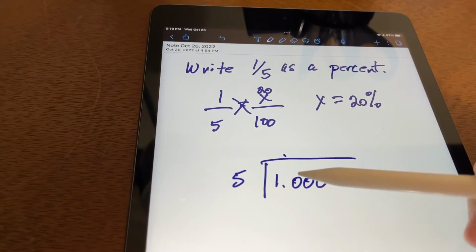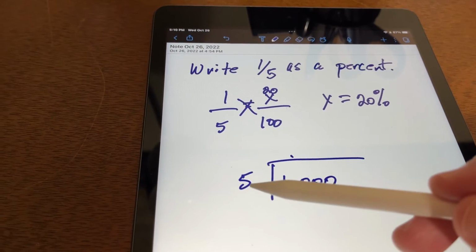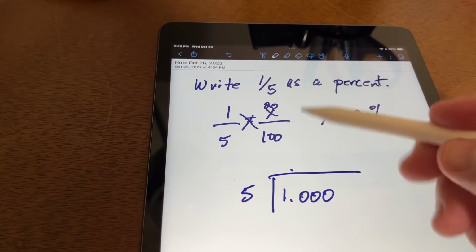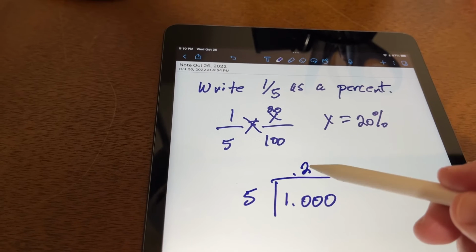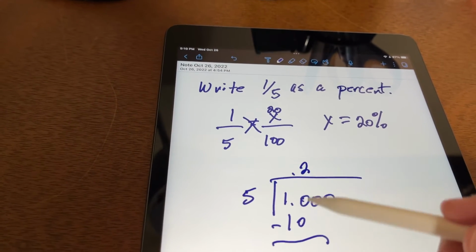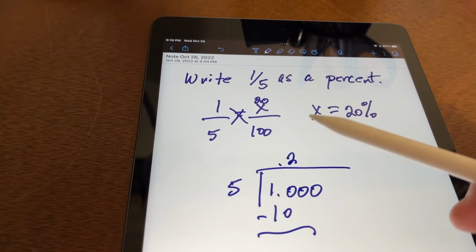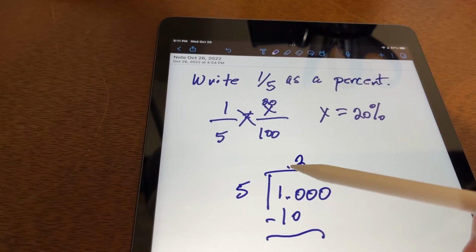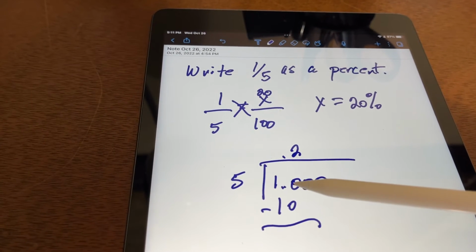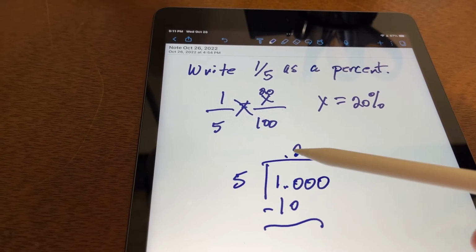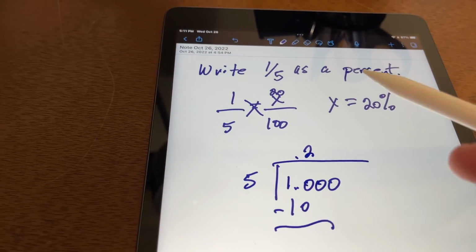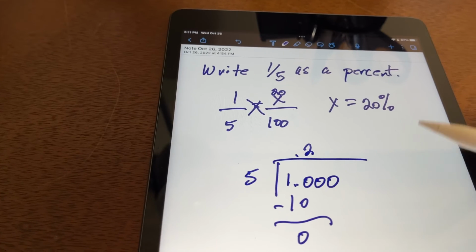Now I'm going to bring the decimal straight up from there, and now I'm going to say 5. Well, 5 won't go into 1, but 5 will go into 10 2 times, and then 2 times 5 is 10. So when I do this, I'm not paying any attention to the decimal whatsoever. I'm looking at this as 10, not as 1.0. So 5 times 2 is 10, and you get 0 here.